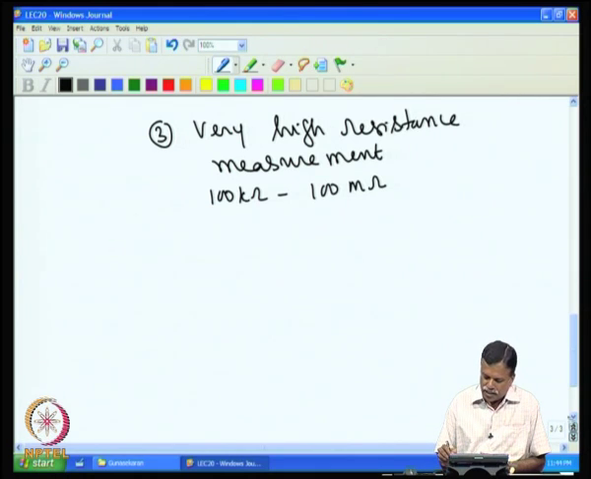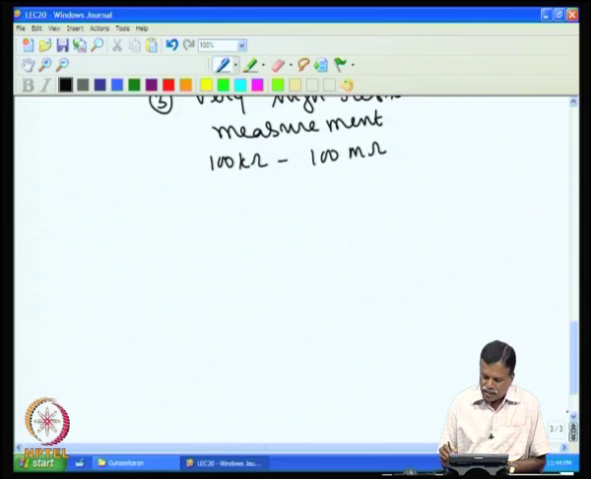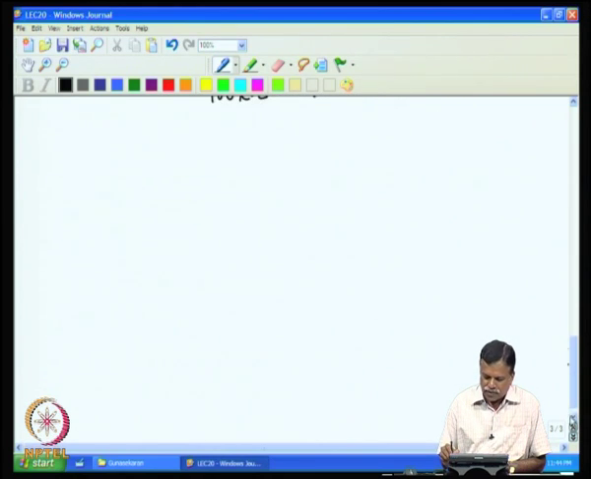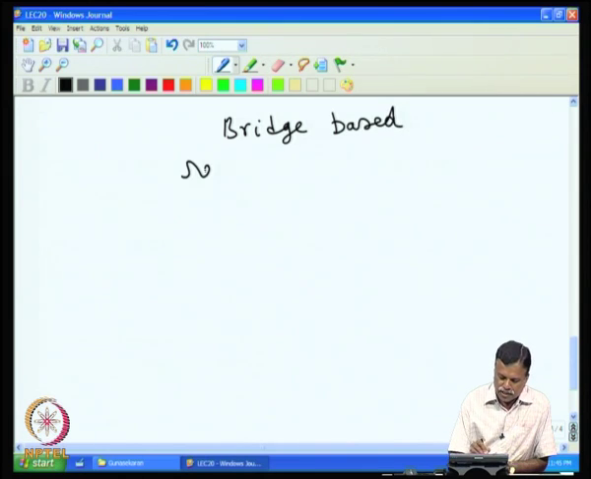If you look at the general method, the earlier day measurements more or less followed the Wheatstone bridge technique. Let us see what advantages and disadvantages they had, what lesson we can learn from there, how best we can use them, and what modification we have to make for measurements in today's instrumentation world. So, we will see the bridge based resistance measurement technique.